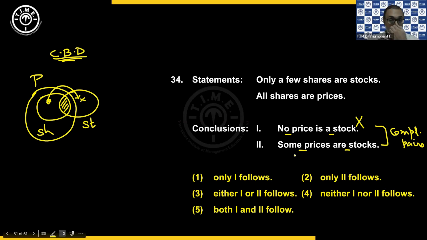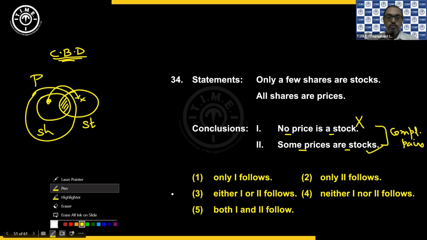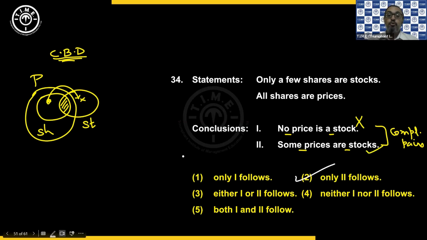So now look at the second one. Some prices are stocks. Yeah, the price circle and the stock circle are overlapping with one another. So yes, 2 definitely follows. So my answer becomes only 2 follows. Correct? Okay. Right. Only 2 follows.